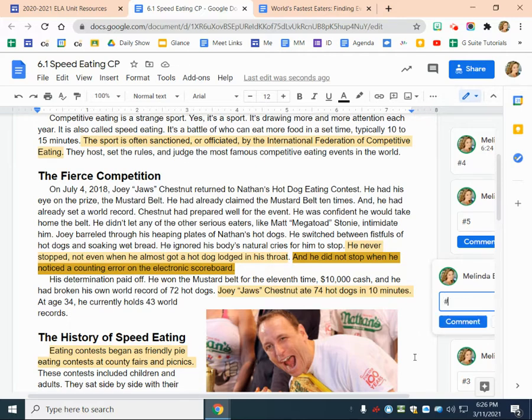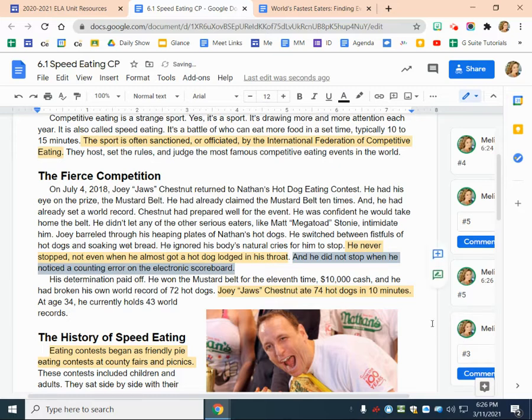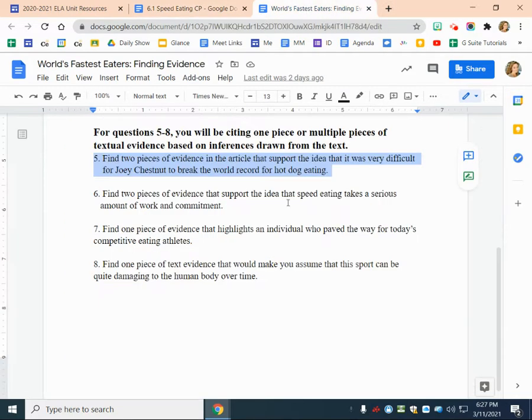So we're going to go ahead and label that one number 5 too, because we needed 2 pieces of evidence for that. Both of those are great pieces of evidence to show that it was difficult for him to win, but he did end up winning in spite of that. So those are inferences that we can make. That's why it's called based on inferences. It's not explicitly there.